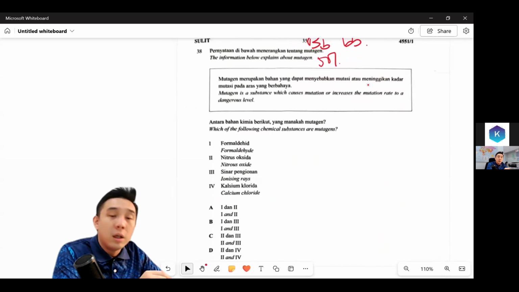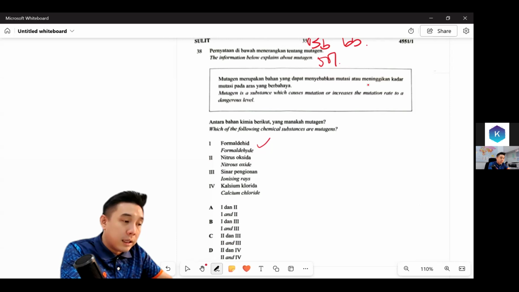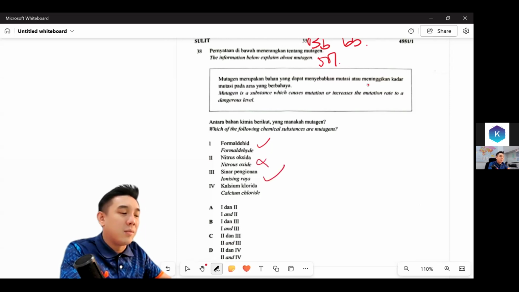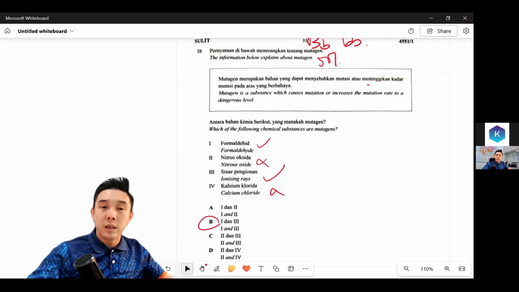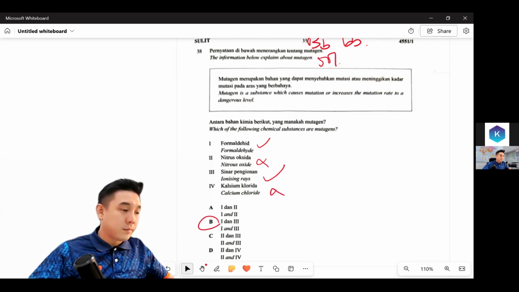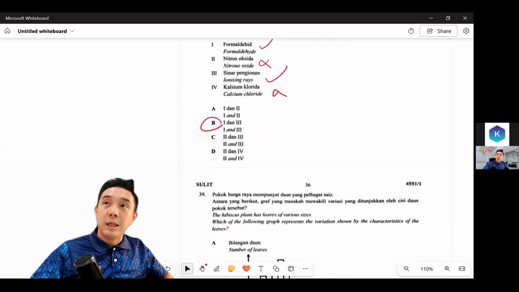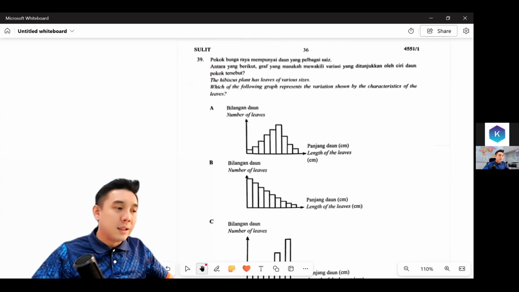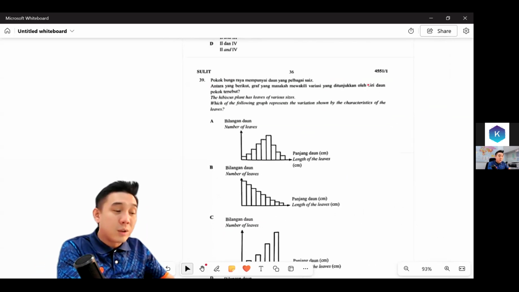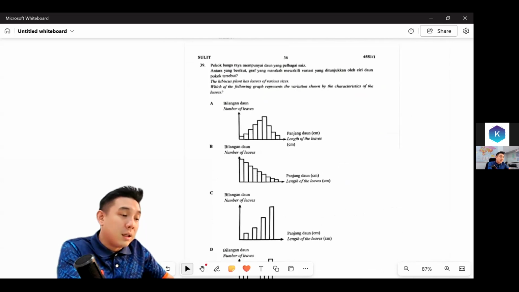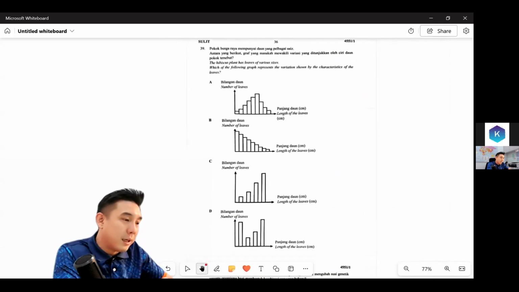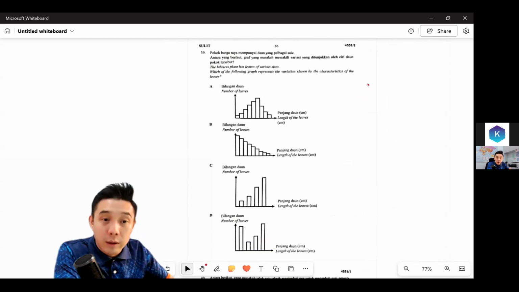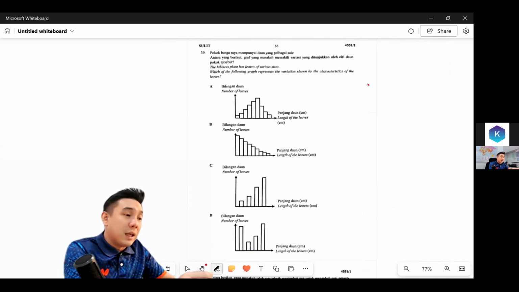And for question 38, mutation. Examples of mutation include formaldehyde, not this. Radiation is bad, not calcium chloride. 1 and 3. This is from the variation chapter. Under mutation, there are two types of mutation, gene and chromosome. Question 39, also under the variation chapter, the answer is A.